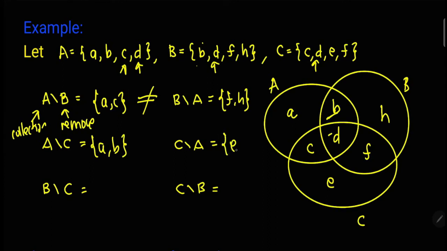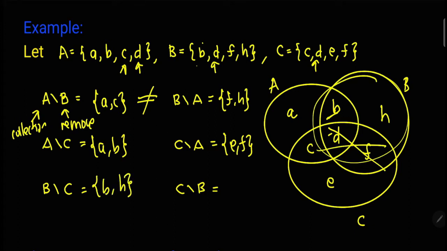So we have EF. B except C. So this is our set B. We're going to remove the elements in C, so we're left with B, H. On the other hand, C except B, we remove again the elements that are in B, so those are D, F. And we're left with E, C.